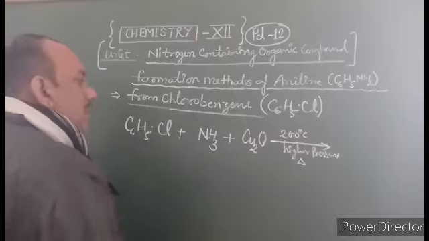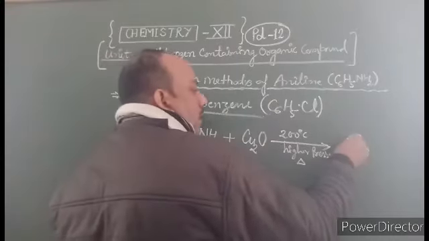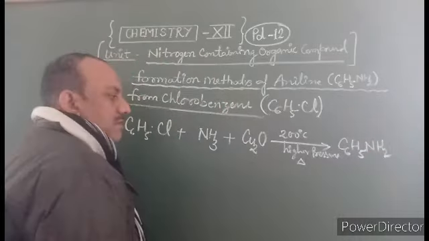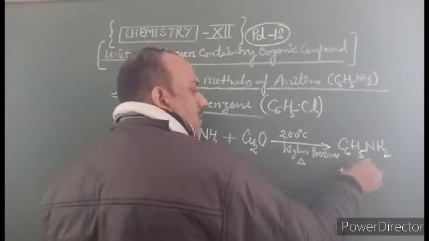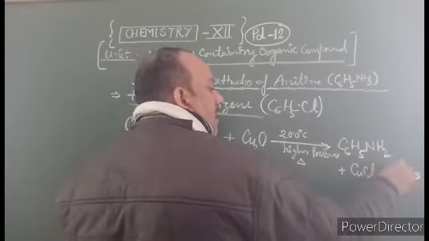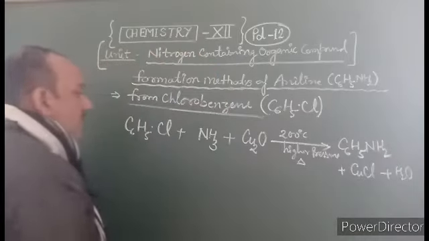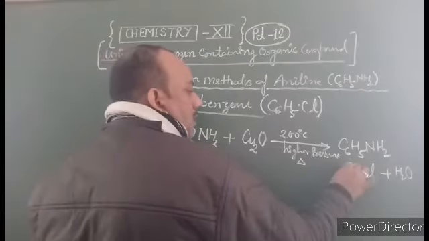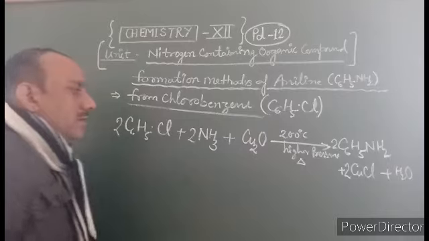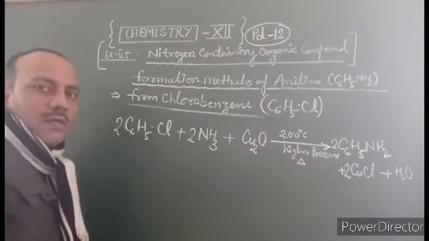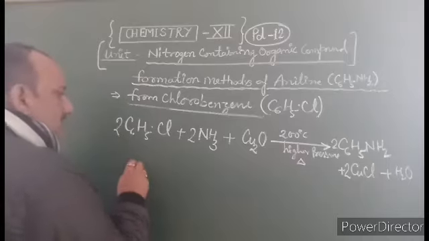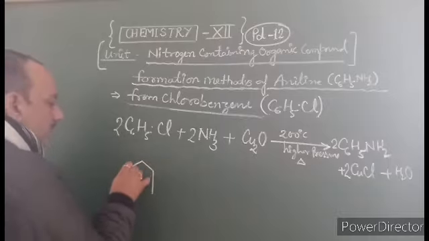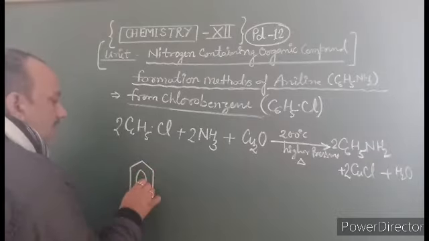It gives the aromatic amine C6H5NH2 and subtracts CuCl and water, with balancing coefficients of 2 for valency 2. In this reaction, cuprous oxide is converted to cupric chloride CuCl.